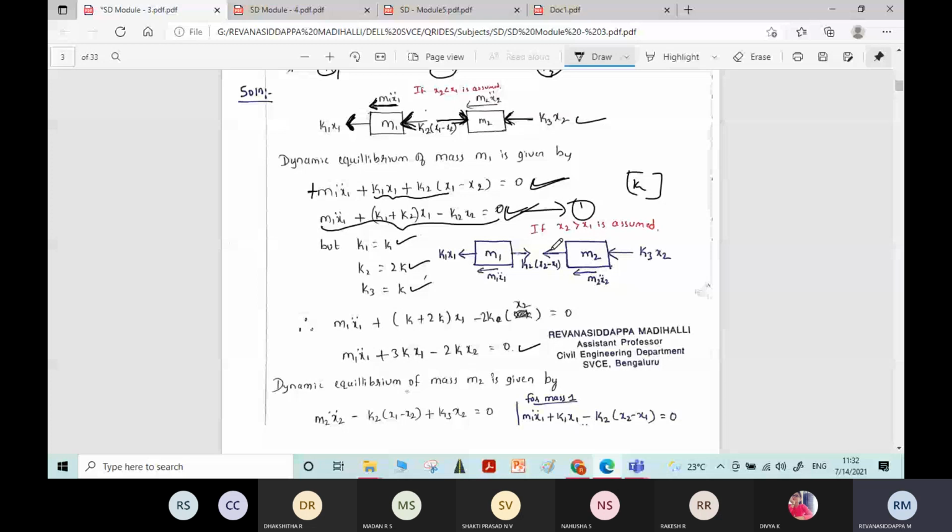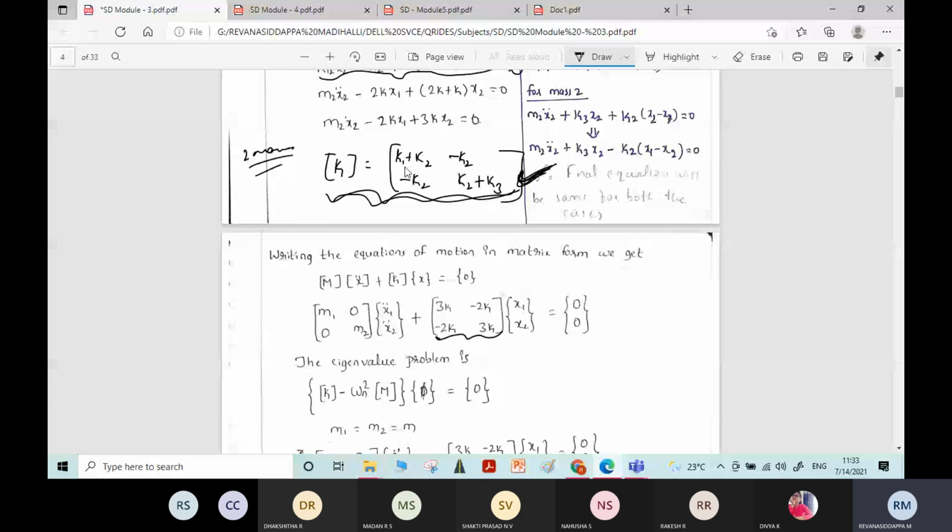For example, K1 plus K2 is 0. K1 is equal to K, K2 is equal to 2K. K plus 2K becomes 3K. And minus K2 is minus 2K, and K2 plus K3: K2 is equal to 2K plus K3 is equal to K. 2K plus K becomes 3K. Like this, you will get the stiffness matrix.